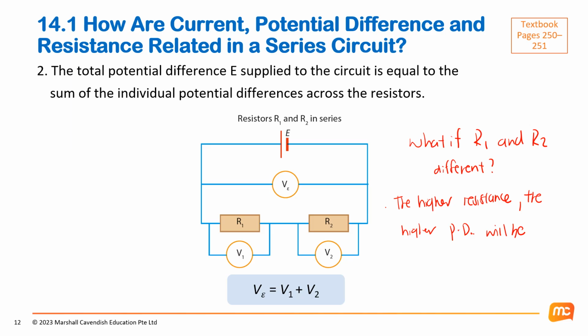Because with higher resistance, you will have to use more energy from the battery. Okay, but the key conclusion is that the total EMF, the total energy per charge from the circuit, will be the sum of the potential differences across all the components.